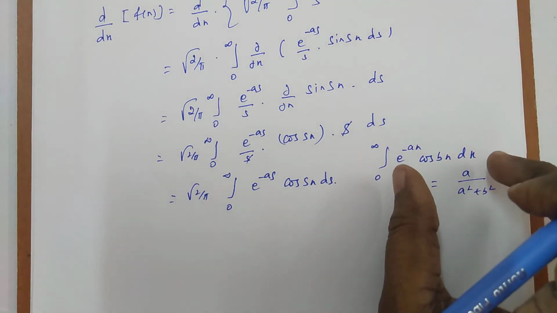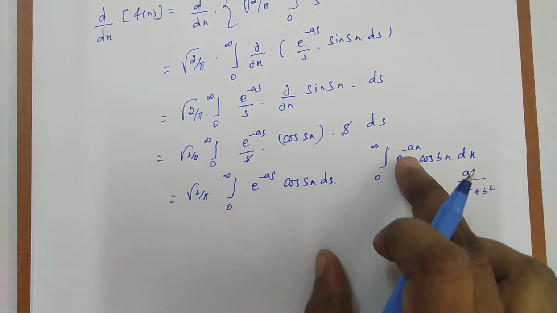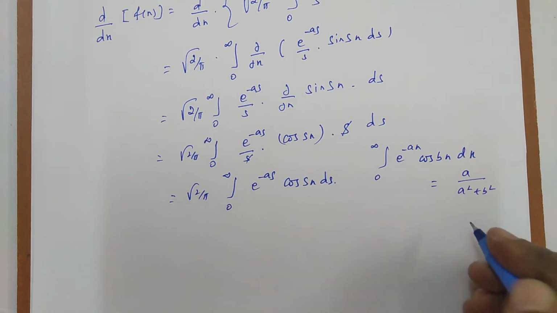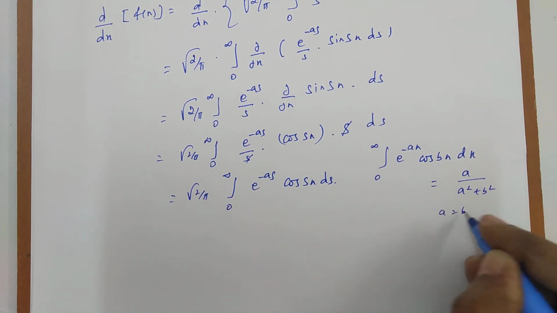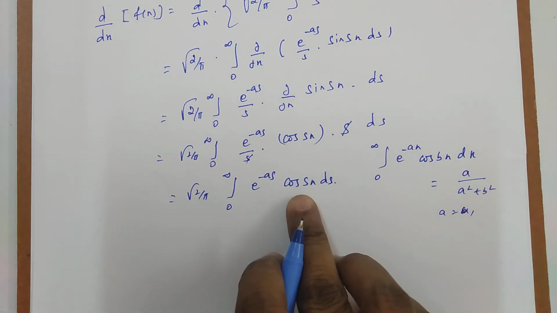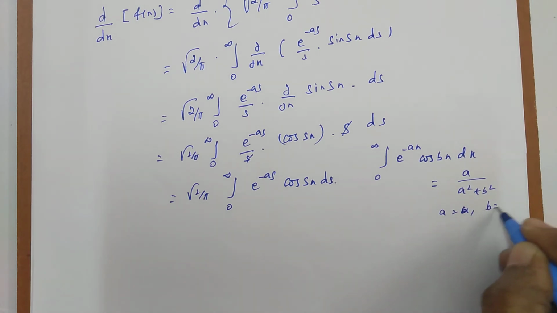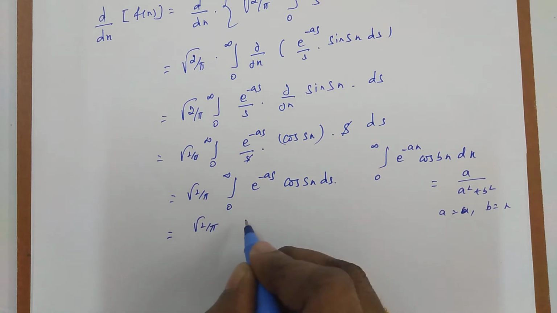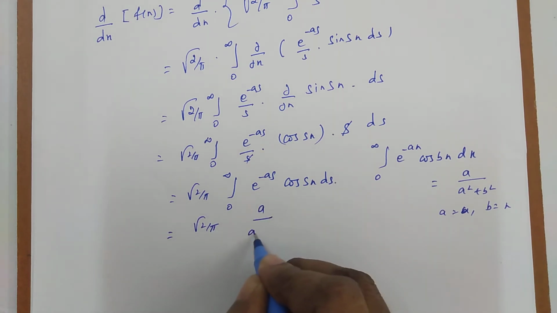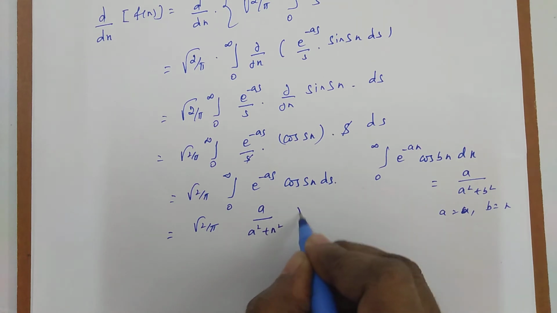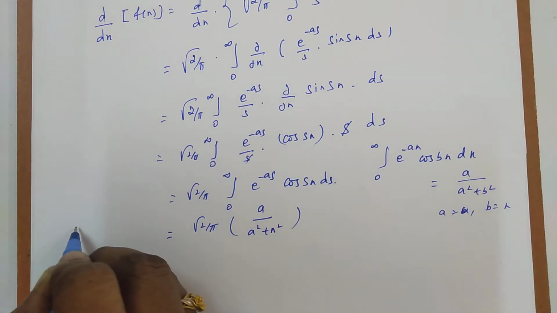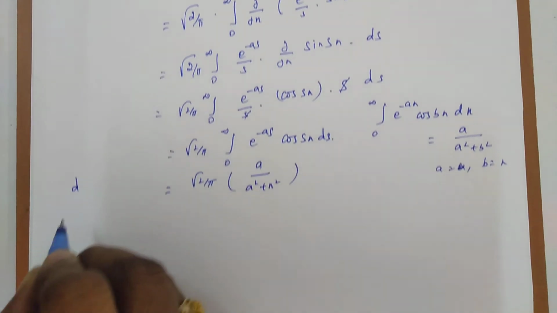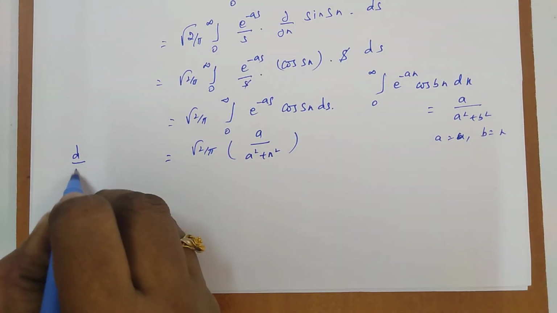Now we have to compare this result with this one. In the place of a we are having a only, so a is equal to a. In the place of b we are having x, so b equal to x. So we can apply the result, which is equal to root of 2 by pi a by a square plus x square. This is our left hand side: d by dx of f of x.